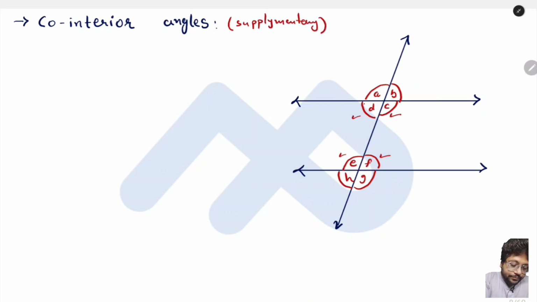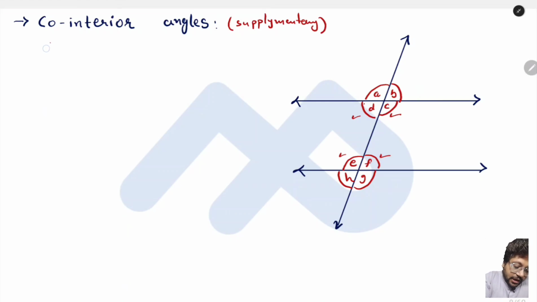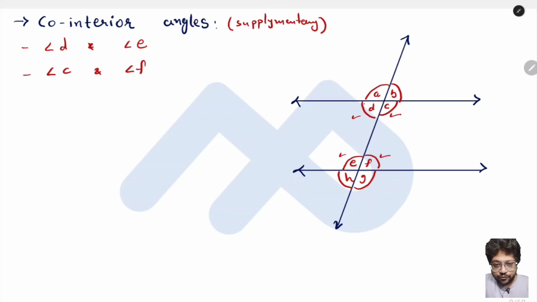Supplementary. So here I am writing both the pairs. First is angle D and angle E. Similarly, angle C and angle F. So I can say that D plus E is equal to 180, as well as C plus F is equal to 180.